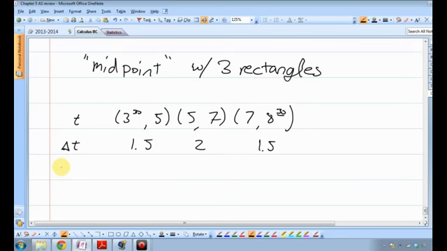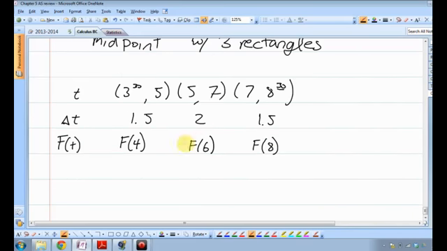Midpoint would be f of t. This would be f of 4, this would be f of 6, this would be f of 8. Let's get those numbers. What was f of 4? 75. What was f of 6? 72. F of 8 was 66, right?